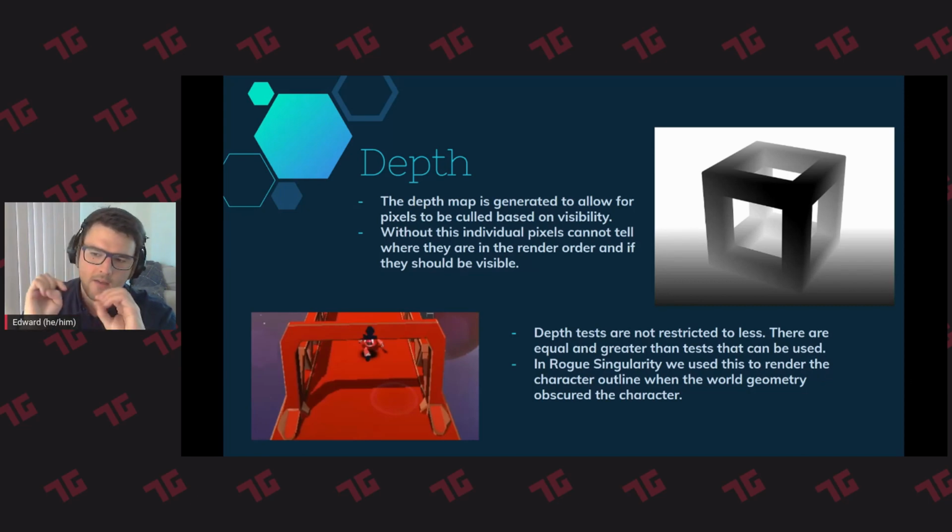One of the factors in here that we used relatively effectively in Rogue Singularity, it's not a great shot of it, but when our characters ran behind objects, you could see an outline of the object so that you would continue to understand where your character was despite having gone out of the camera's view. And this was done through carefully controlling the order and the priority of what was being rendered. That ended up being a very successful process for us.